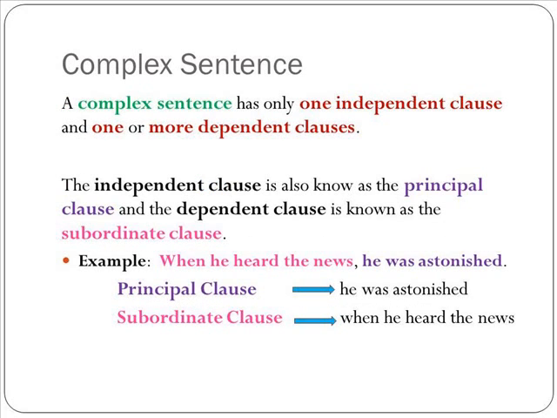Now it is time to cover our third sentence type. A complex sentence has only one independent clause and one or more dependent clauses. The independent clause is also known as the principal clause, and the dependent clause is known as the subordinate clause. Let's check out our example. When he heard the news, he was astonished.